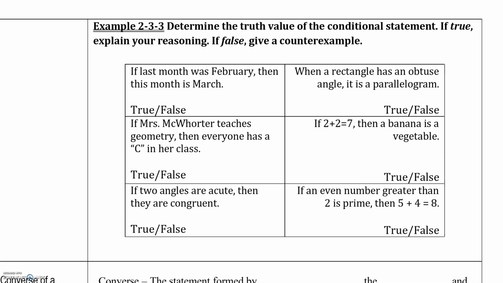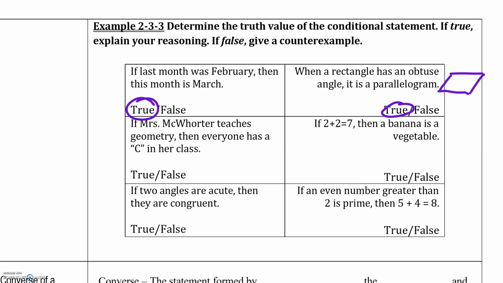Okay, so let's go ahead and practice it. Most of them make pretty much common sense. So if last month was February, then this month is March. That would be true because March comes after February. If a rectangle has an obtuse angle, then it's a parallelogram. So that would be a slanted shape, looking like that. And yes, that is true because we'd have this obtuse angle.